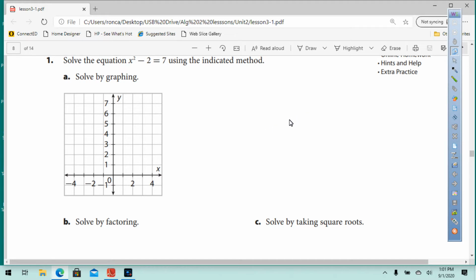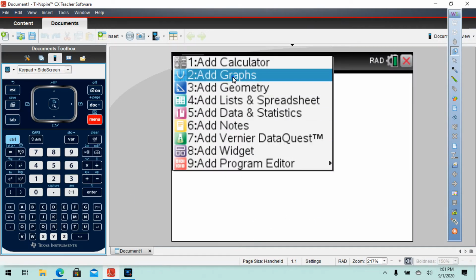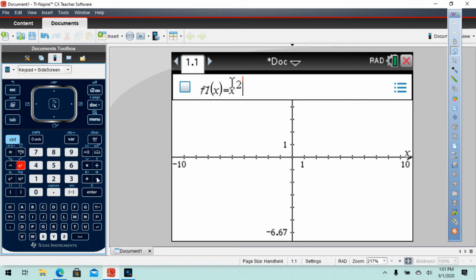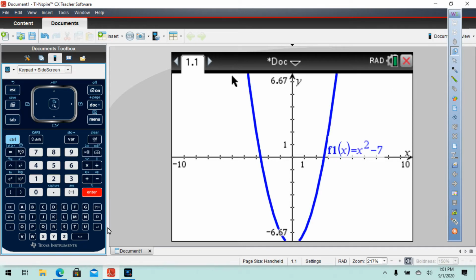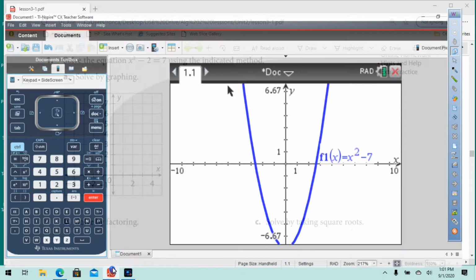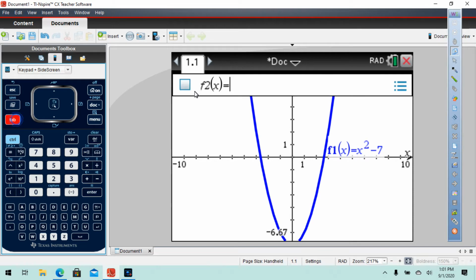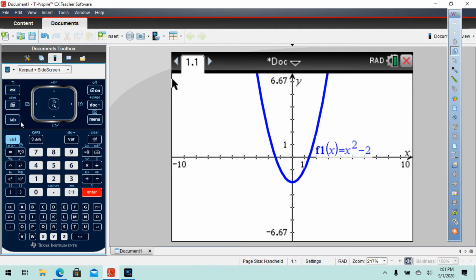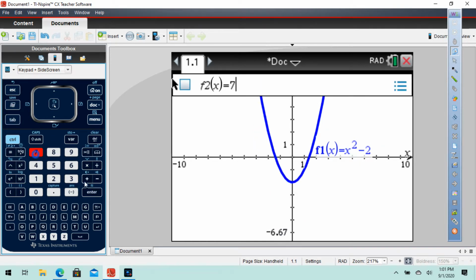So first it wants us to solve by graphing. It's easier to graph it in the calculator, so let's do that. Go to graphs, x squared minus 2, and it looks like that. And then the other line is 7.